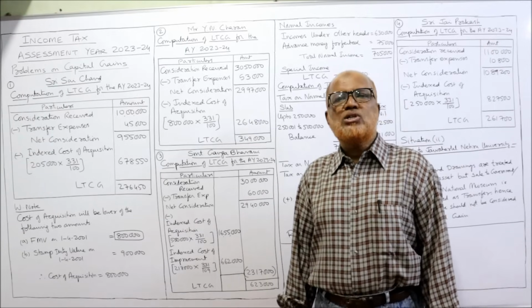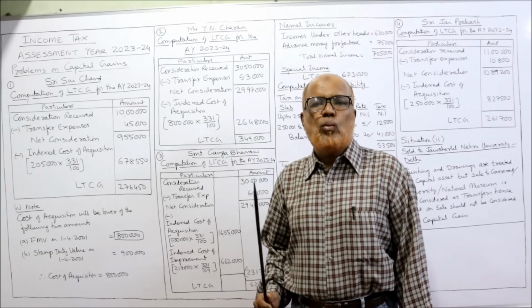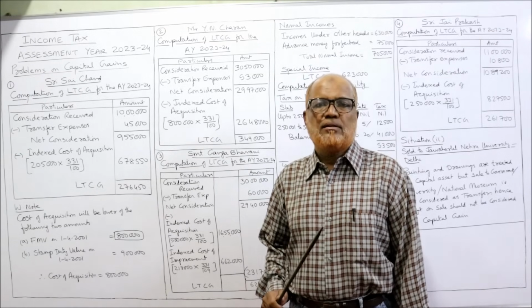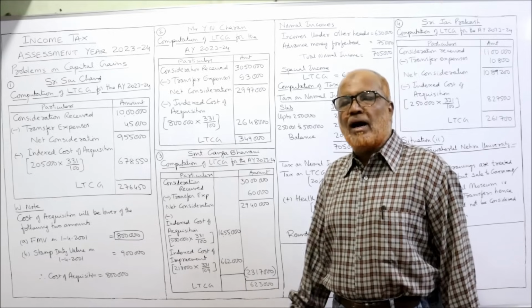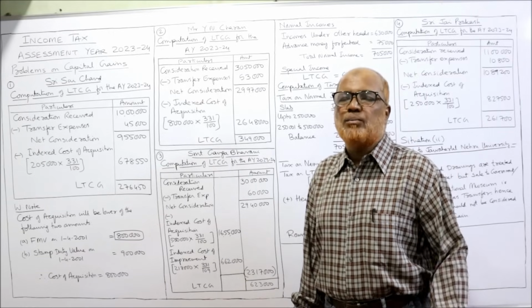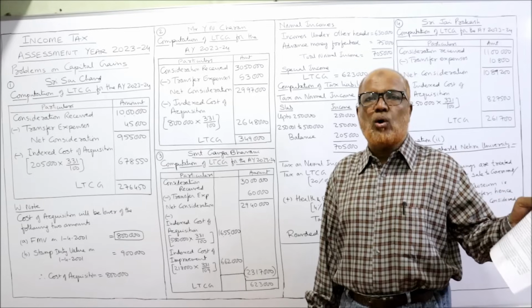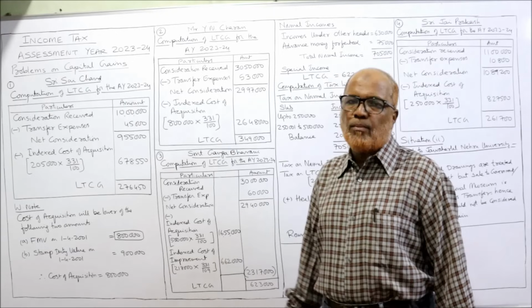From net consideration, you have to deduct indexed cost of acquisition. So whenever there is a long-term capital asset, then you should take indexed cost. How to calculate? Just now I told you, actual cost into index number of current previous year divided by index number of the year of purchase. Then we'll get LTCG. This is the format.